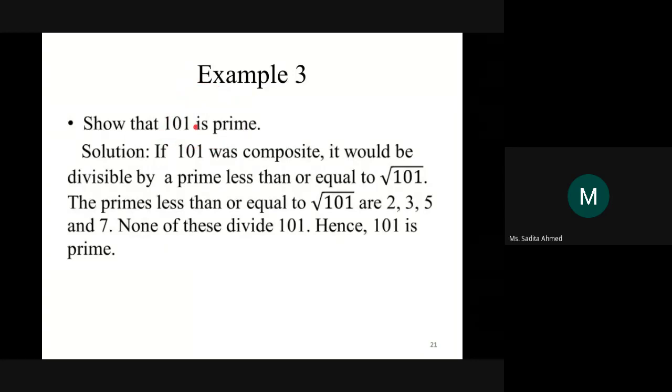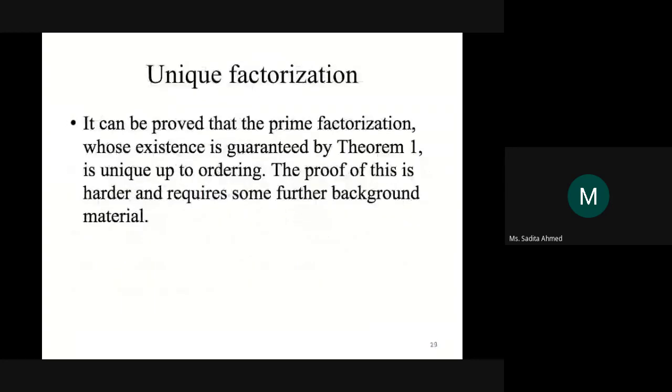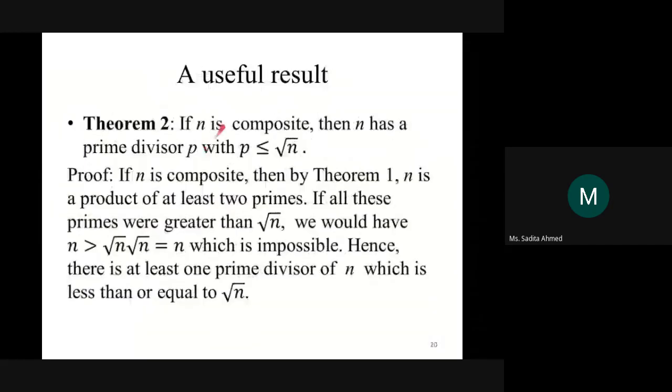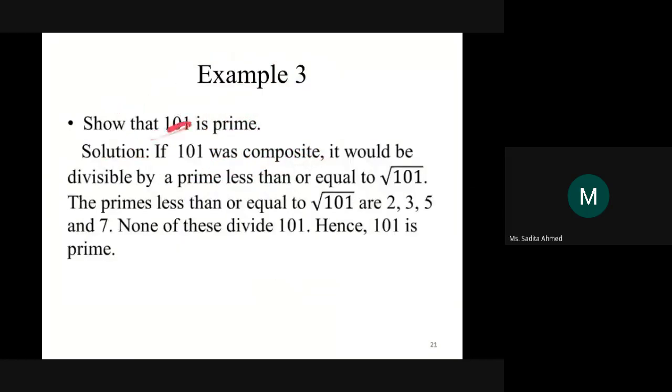If we start by that assumption that 101 is a composite, then based on the theorem of prime factorization, it can be expressed as a product of two or more primes. Further, based on this theorem, if 101 is a composite, then there's at least one prime divisor of this number such that that divisor is less than or equal to square root of n. So we will use this theorem in order to prove that 101 is a prime.